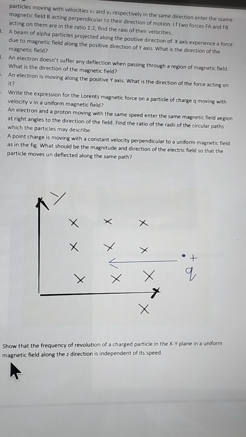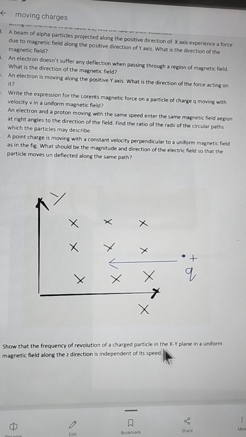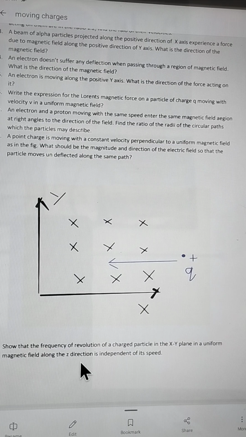Show that the frequency of revolution of a charged particle in a uniform magnetic field along the z direction is independent of its speed. The charged particle is moving in the xy plane, and magnetic field is along z direction. So velocity and magnetic field are perpendicular to each other.